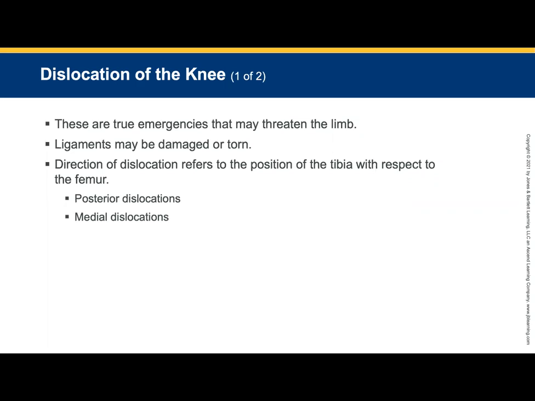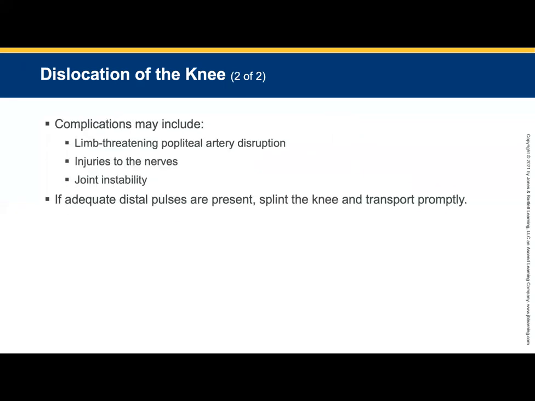Posterior knee dislocations are common, occurring in about half of all the cases. A medial dislocation results from a direct blow to the lateral part of the leg. You may see these in football. Patients will typically complain of pain in the knee and report that the knee just gave out. Complications include limb-threatening popliteal arterial disruption, injuries to the nerve, and joint instability.